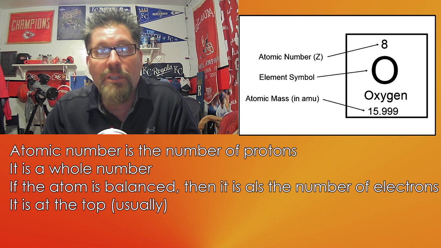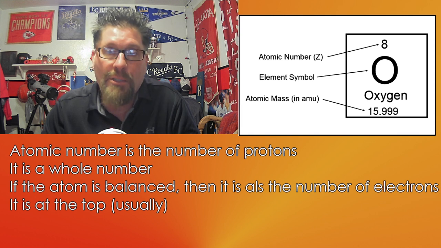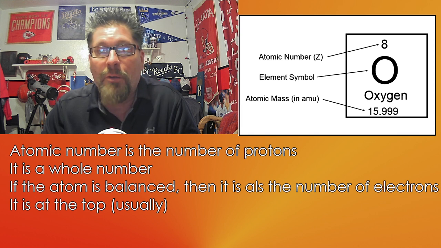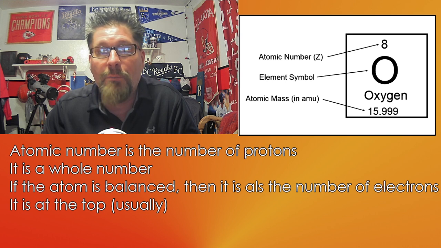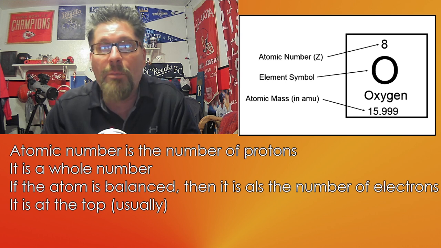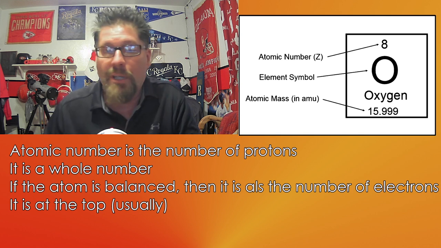But it's usually at the top, I should say. I said usually. Sometimes it could be on the side. They could be side by side at some point in time. But in most traditional periodic tables, the atomic number is at the top.